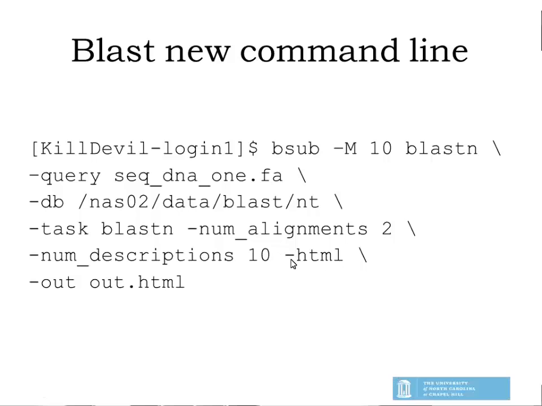I want the output to be formatted in HTML, so you have the nice clickable links that you can use for navigating back to NCBI. So the -html tells the BLASTN program to format the output as HTML, and the -out, which we've already used, I'm going to use out.html as the file name. You can use whatever file name you want. So this is a reasonable set of options you may end up using for BLAST searches.